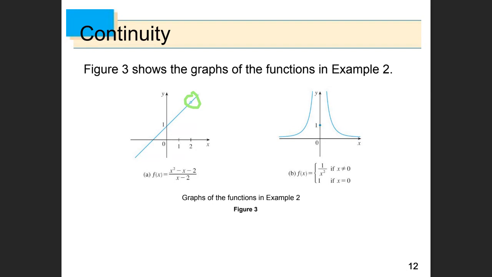Look at B. You see that when you approach 0 from the left and the right, look at where you're heading to. You're heading towards positive infinity. So infinity is not a number. Once you get infinity or minus infinity, what does that mean? It does not exist. Don't give me a limit and tell me it's equal to infinity. If you get infinity as an answer, just say the limit does not exist.